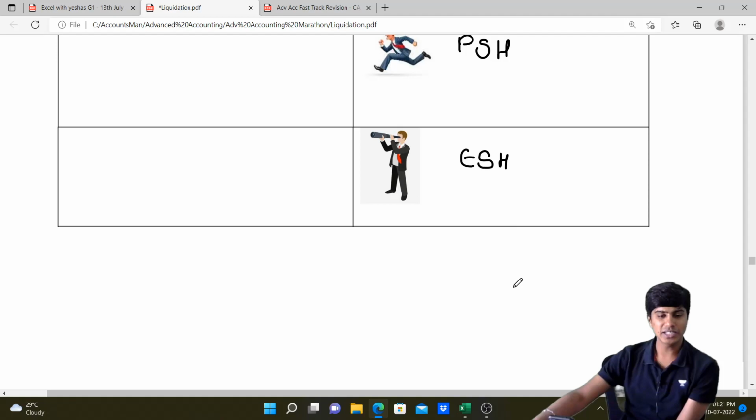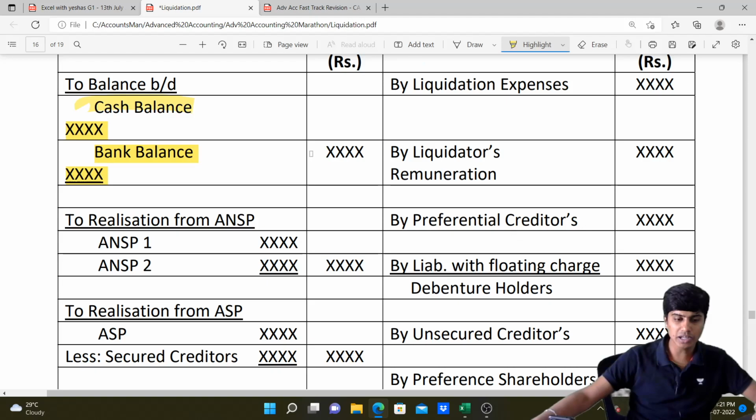Let me show, and I would have to discuss a little about how to compute liquidators remuneration. We'll do that after. So the format of liquidators final statement of account is here. Balance brought down: any cash balance which is ANSP will come here. After that we have any bank balance which is also ANSP. Together it will become cash and bank balance brought down, because this is like a cash book.